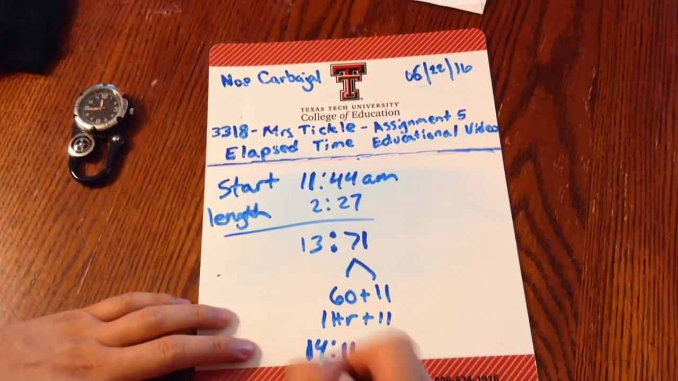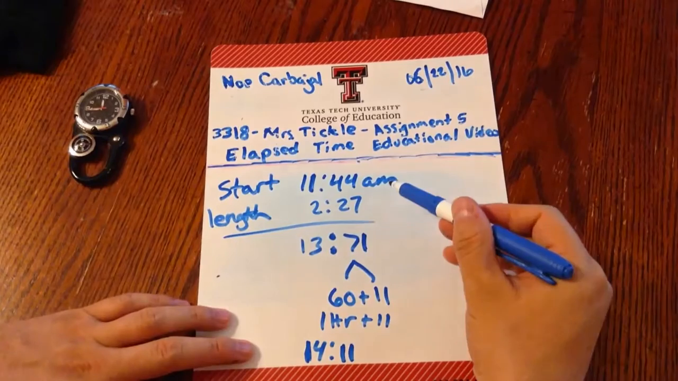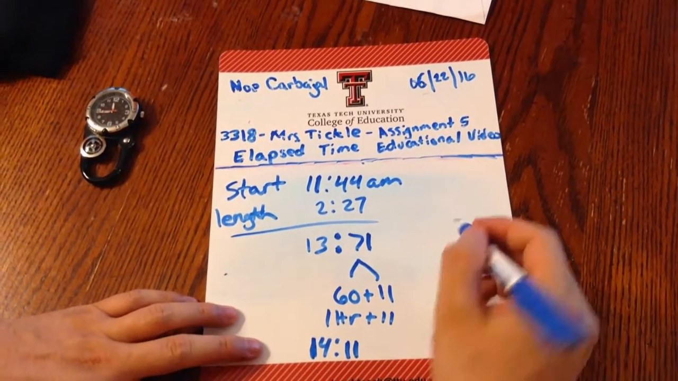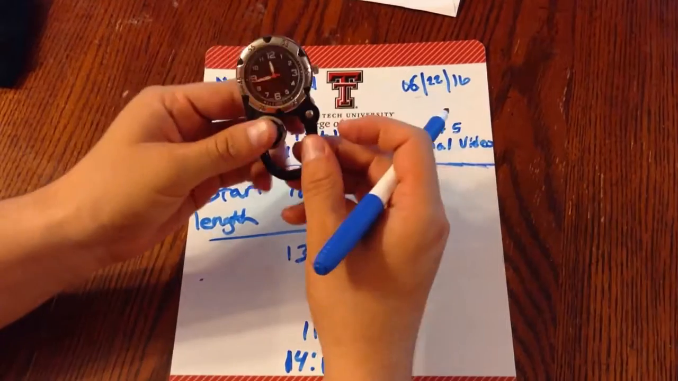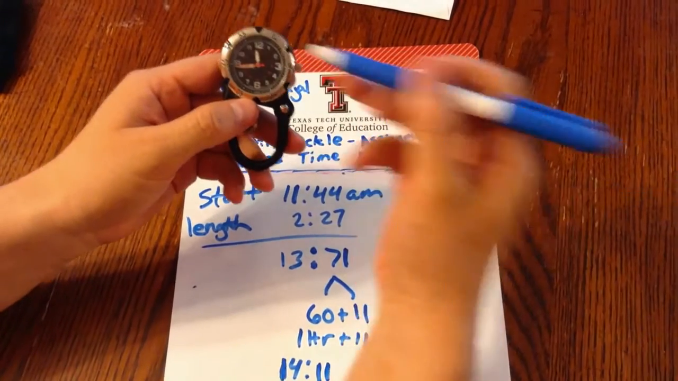Okay. The other thing that you often struggle with is changing time from AM to PM. Remember that the time only has 12 hours, and you can see that here on an analog clock.